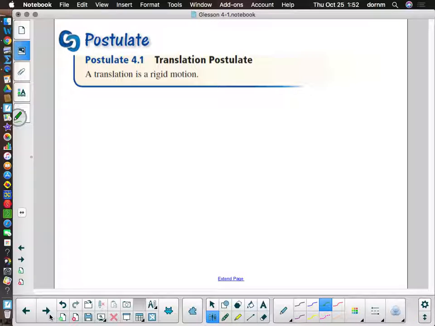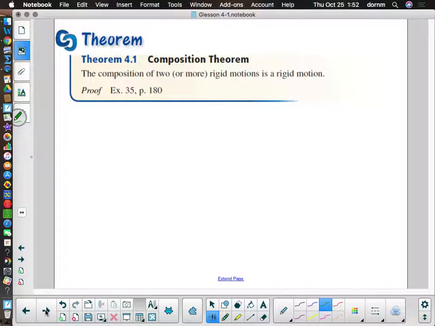It creates a figure that's exactly an exact copy of the original figure in size and shape. It just might be flipped around or moved. In this case, translation just slides it over. The composition theorem says if we have more than one rigid motion, the composition remains rigid. In other words, this will become more important later when we get other rigid motions.